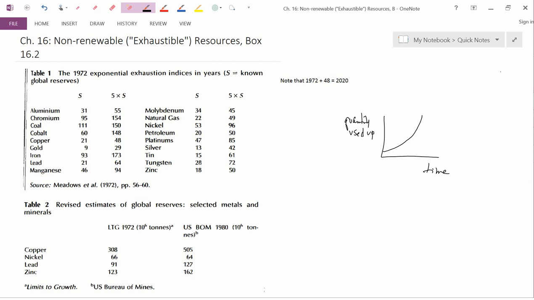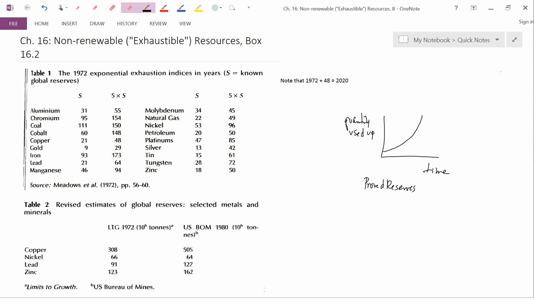And then the idea of exhaustion is you suppose that the amount of the resource in the ground is proved reserves. Now, proved reserves is a very small part of the McKelvey box. Just the upper left part of the upper left part of the McKelvey box is proved reserves. So this is a very conservative idea of how much resource you have.